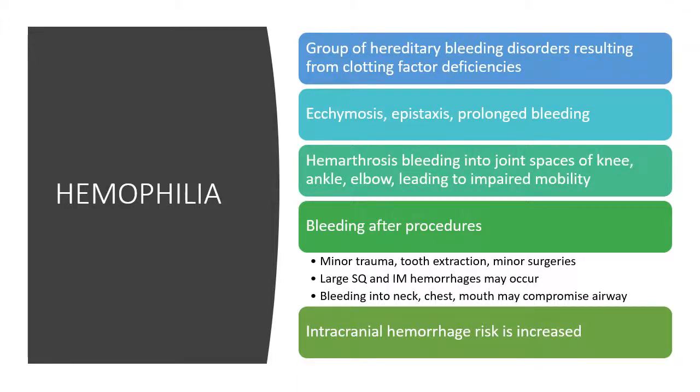Hemarthrosis is bleeding into the joint space of the knee, the elbow, the ankle, the shoulder, and it leads to impaired mobility. And then they're at very high risk for bleeding after procedures. So just minor traumas, tooth extractions, minor surgeries, subcutaneous and intramuscular injections can cause hemorrhaging into the tissues. And then any surgeries, especially if they have the tonsils or adenoids removed, bleeding into the neck, the chest, and the mouth can compromise the airway.